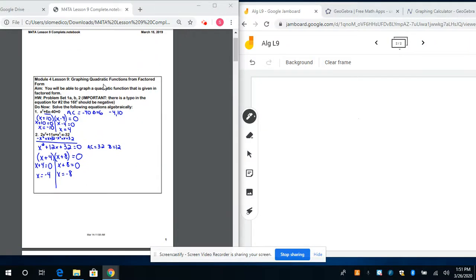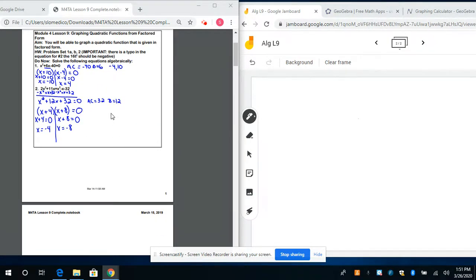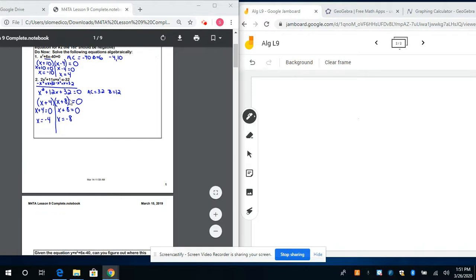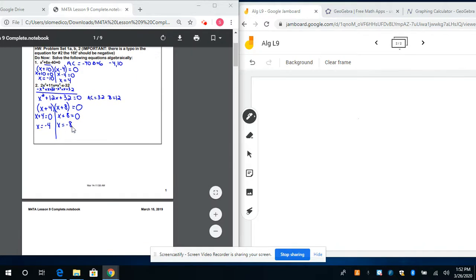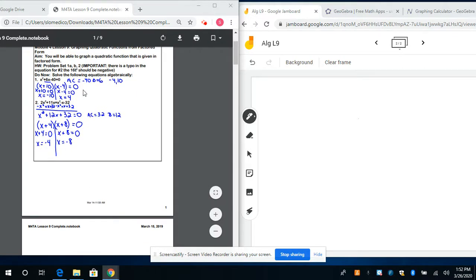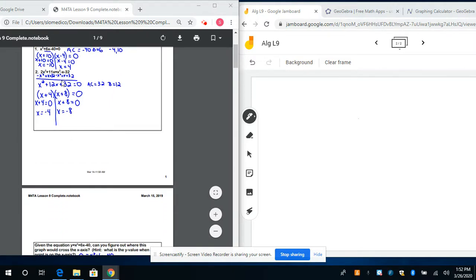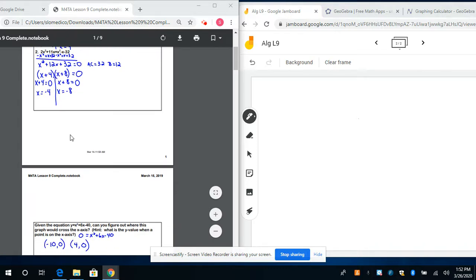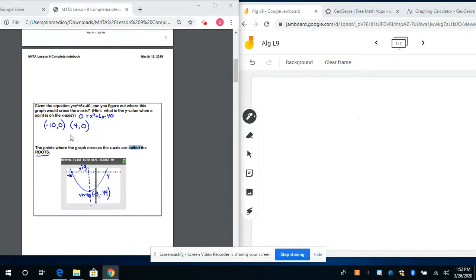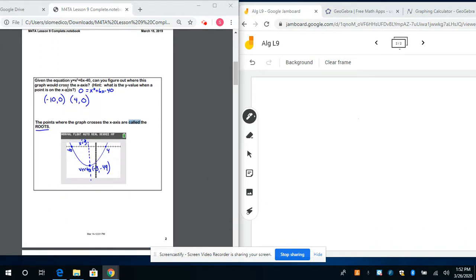Lesson 9, we are talking about graphing quadratic functions from factored form. There's a do now up here that we've been doing, just solving equations algebraically, either factoring and setting the solutions equal to 0, moving terms around, again factoring using the AC method. So on to, given an equation, can you figure out where this graph crosses the x-axis?